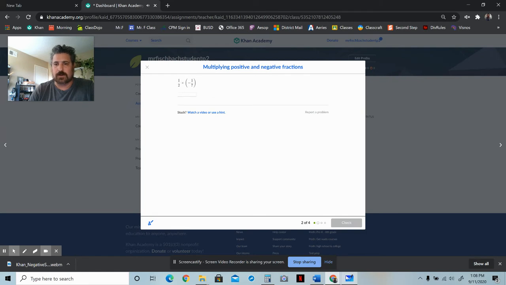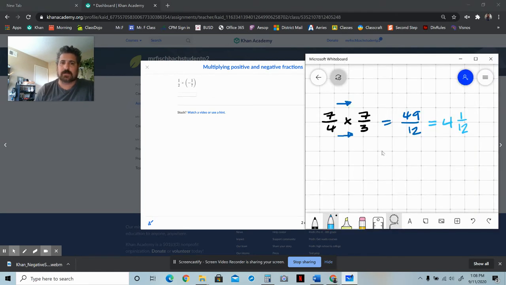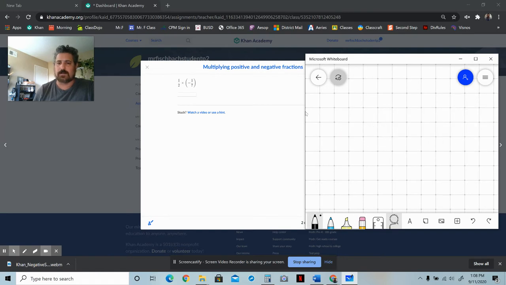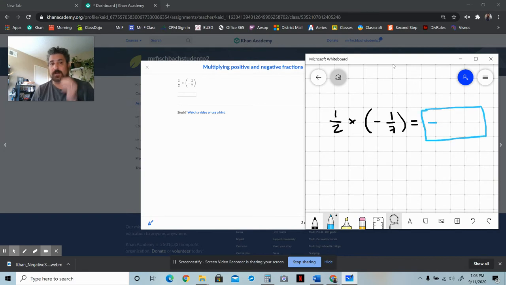Now the next one we're going to do is 1/2 times negative 1/7. So let's write that out. Whenever you have a positive and a negative that you're dealing with, I would resolve your sign first. What is a positive times a negative? Positive times negative is always going to be a negative answer. If the signs are different, then the product is going to be a negative. Now that you've resolved your sign, you can ignore it. We don't have to pay attention to this negative sign anymore.